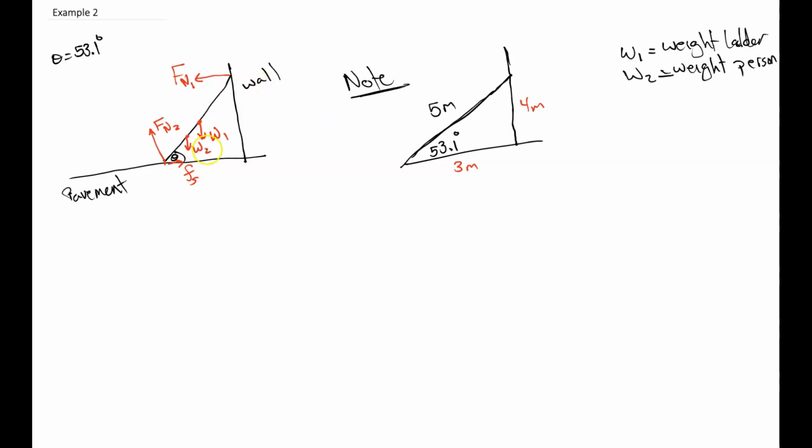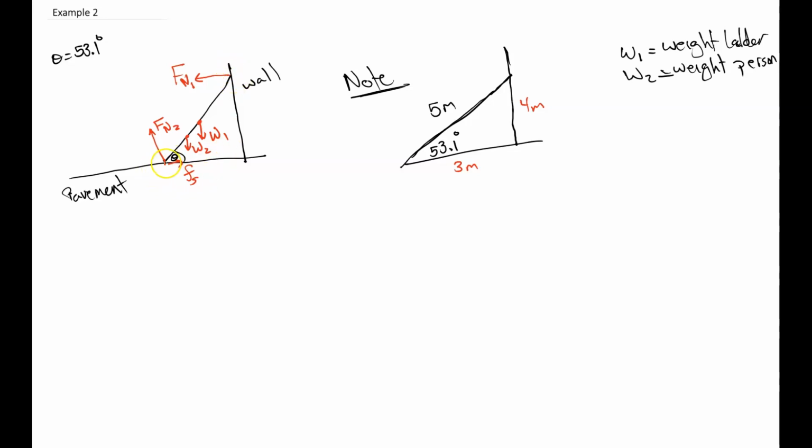Let's first consider all the forces that are acting on the ladder. We have the normal force that is available from the contact between the ladder and the wall, which we will denote by F normal 1. Since the wall is smooth, there's no friction. There's no friction force acting on the top of the ladder.